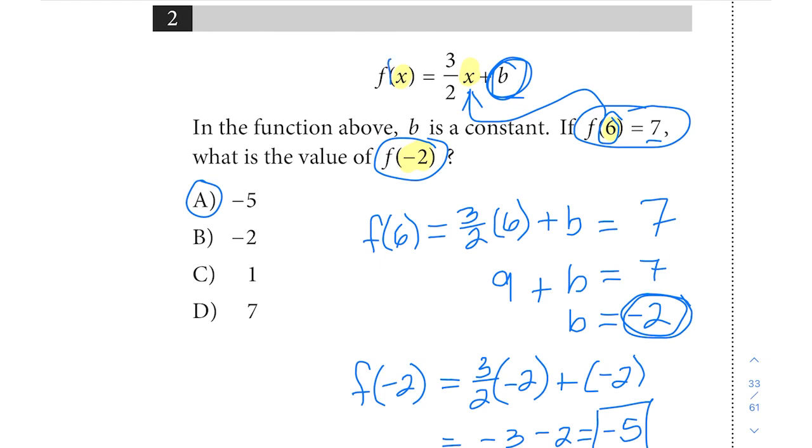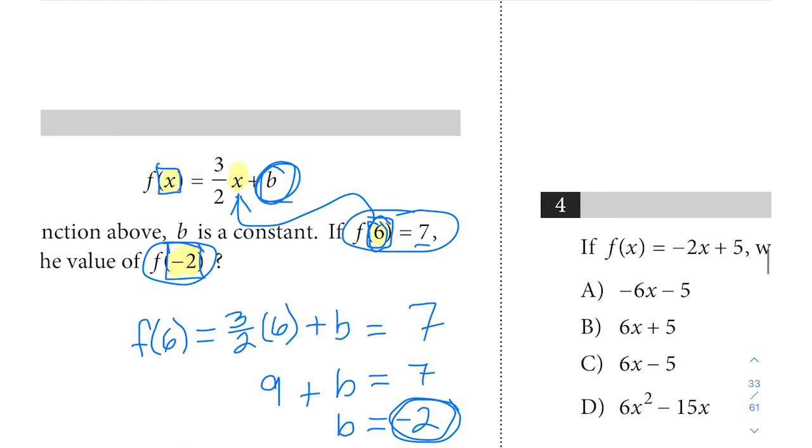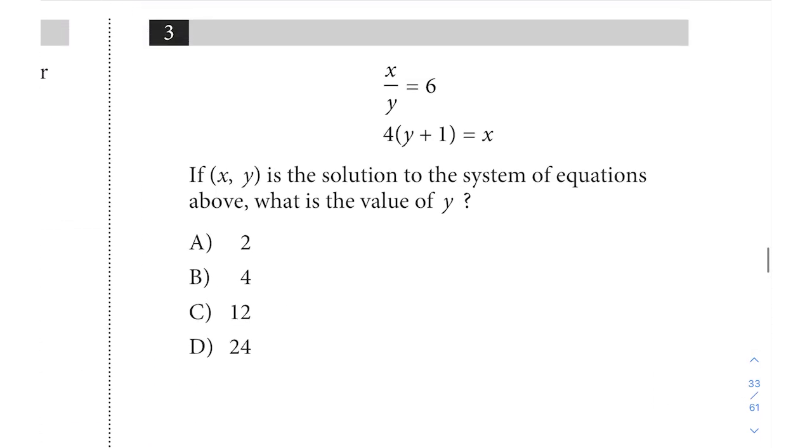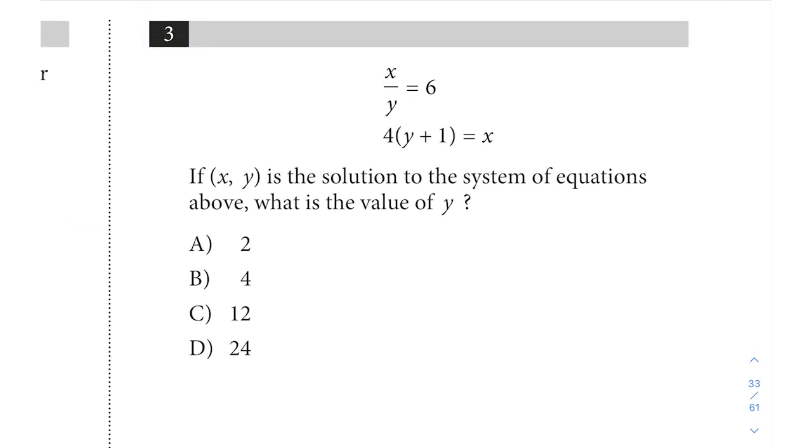So just remember, when you're dealing with functions, no matter how many steps there are, or how many times you have to do it, whatever value they give you here, you're going to take that value and plug it in for x to solve. Now up next, we're going to take a look at question 3.